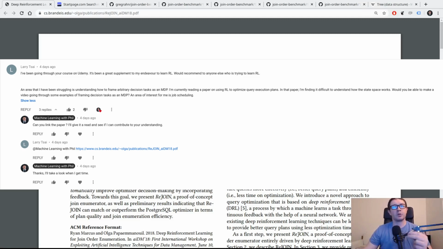An area that I've been struggling with is understanding how to frame arbitrary decision tasks as an MDP, a Markov decision process. I'm currently reading a paper on using RL to optimize query execution plans. In that paper, I'm finding it difficult to understand how the state space works. Would you be able to make a video going through some examples of framing decision tasks as an MDP? An area of interest for me is job scheduling.